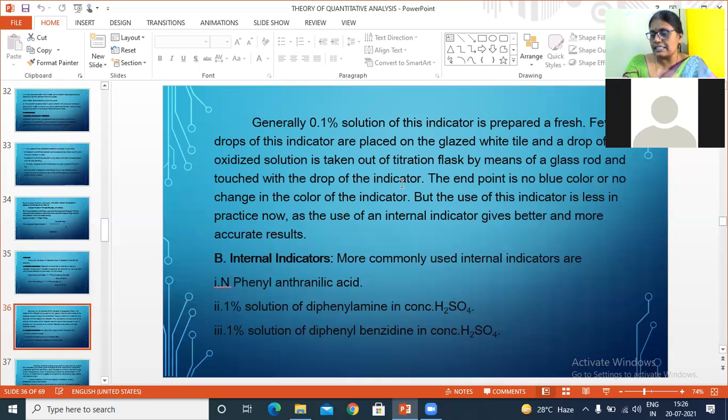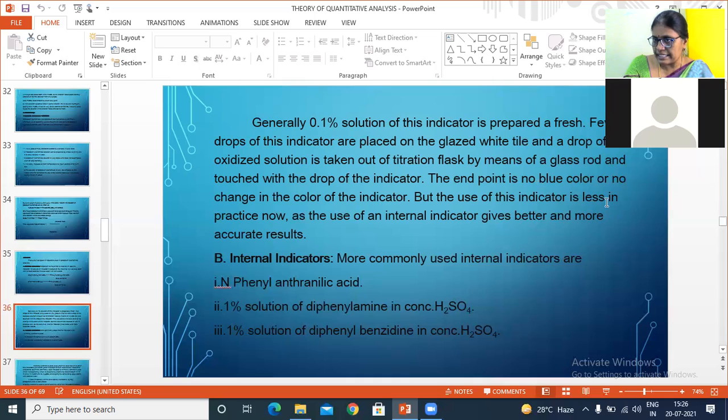Simply, we should touch the indicator with a glass rod that we dip in the titration flask. How can we touch it? From the freshly prepared solution, we should take a small amount on a white glass tile. From that we take one drop with the glass rod, and that solution acts as the indicator in this case. The end point is no blue color, or no change in the color of the indicator.